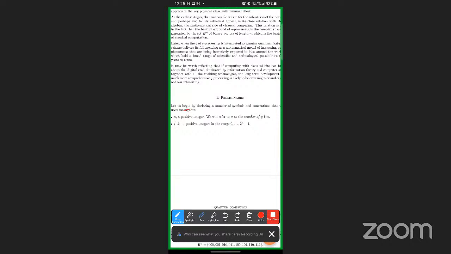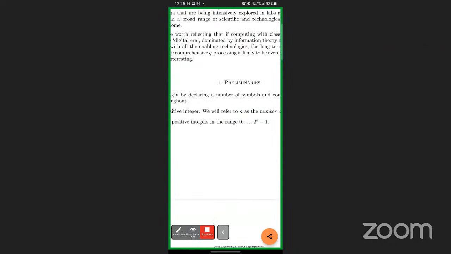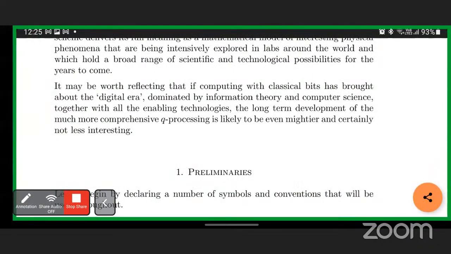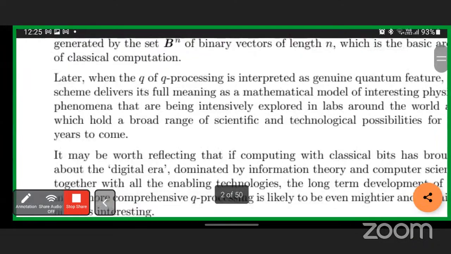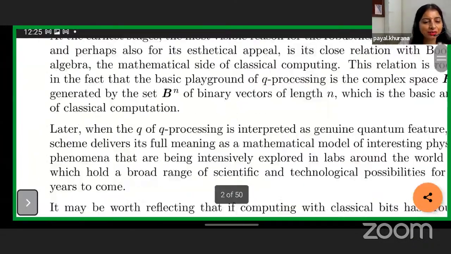N will be a positive integer. Sir, please increase the font size a little bit. Okay, font size. Then I'll have to turn my mobile in this position. Then I can increase it as much as needed. Now, sir, you can reduce it a little bit, but it's fine, sir.